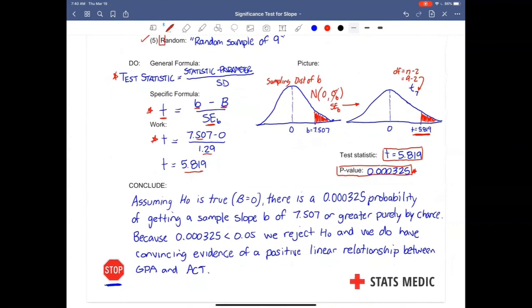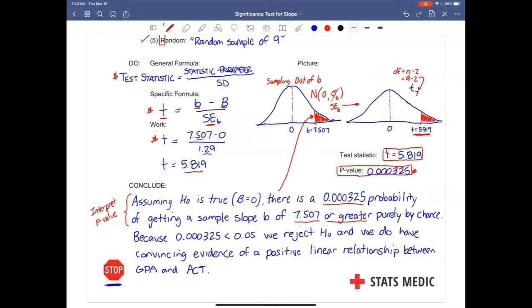And so you'll notice the conclusion has 2 parts. In the first part, all we're doing is interpreting that p-value. So let's look at this interpretation of the p-value. It says, assuming the null is true, there is a, now here's your p-value, probability of getting a sample slope b of 7.507 or greater purely by chance. What we're really doing there is just explaining this shaded red region in the normal distribution up here.